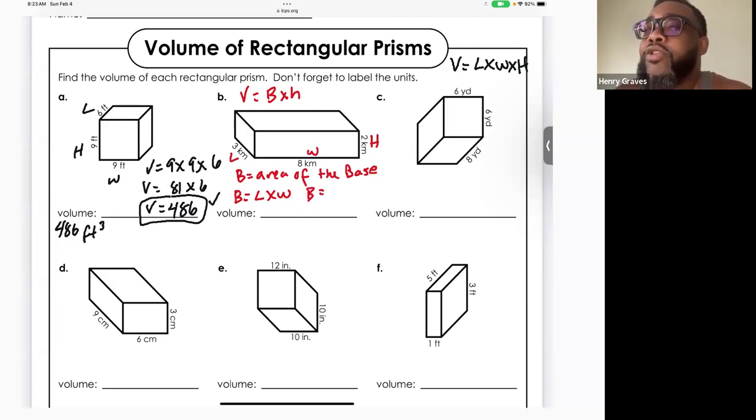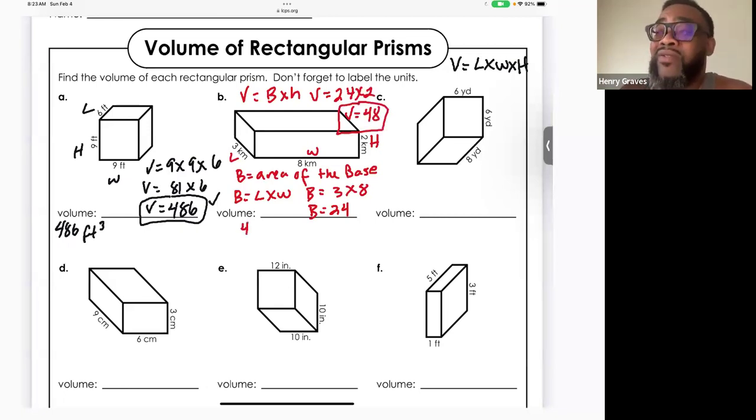So my B is actually equal to 24. So if my B is 24, my height is 2. My volume is then going to be 24 times 2, which is 48. So my volume here is going to be 48 kilometers. Really? Kilometers? Whatever. That's a weird one, cubed. Now, the cool thing about this, we can check either way. We can multiply 3 times 8 is 24, times 2 is also 48.